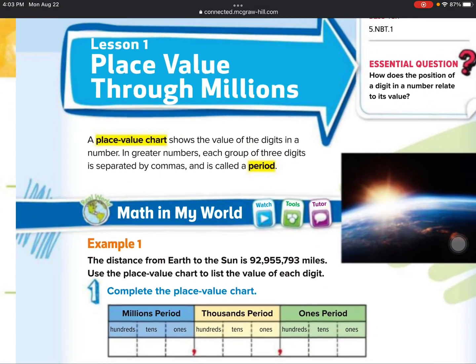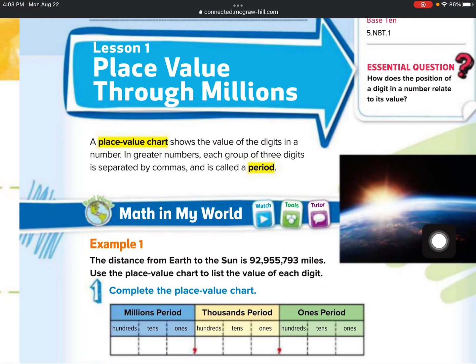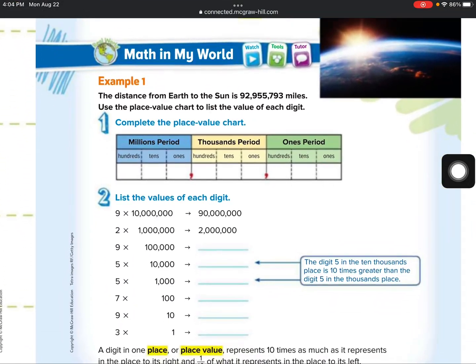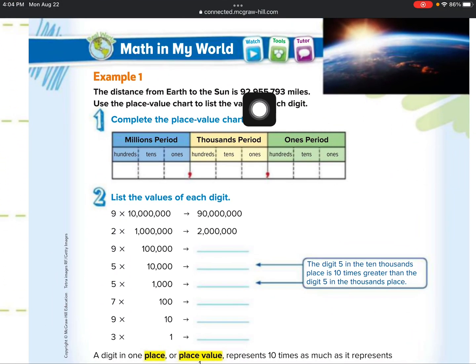To begin with, let's pay attention to things marked in yellow. Place value chart is what this is right here. A period is something important you're going to have to pay attention to later because you'll need to answer it on the vocabulary page. A period is also what we usually call a comma, and it separates each group of 3 digits. Go ahead and mark that in this place value chart. Push pause if you need to.